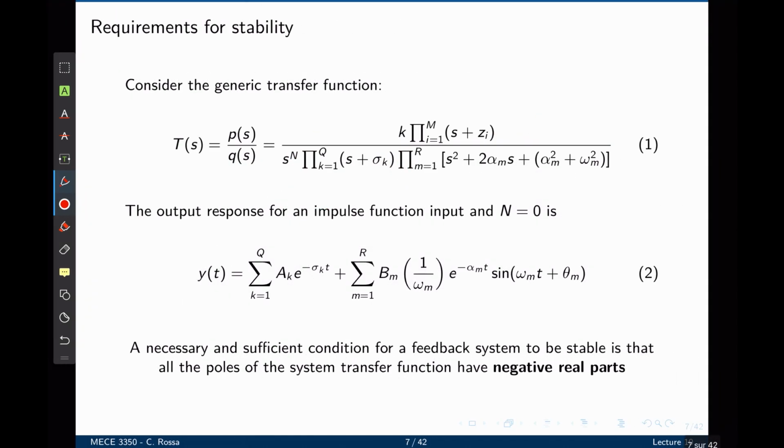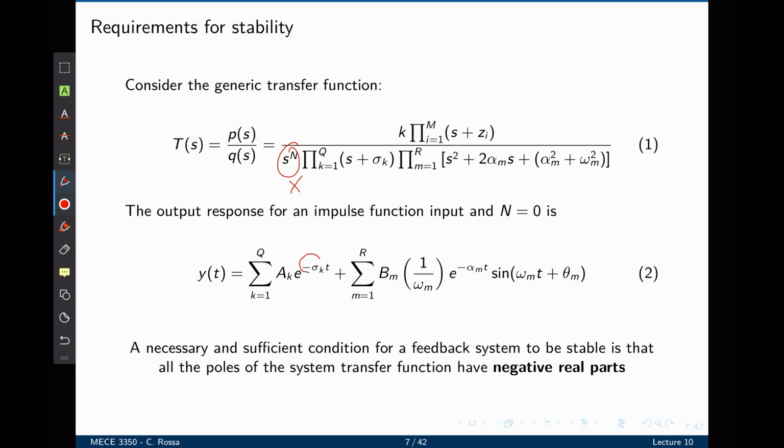Let's define the concept of stability more formally. Consider the generic transfer function given in equation 1. This is simply a combination of real zeros multiplied together, real poles, and complex conjugate poles. For an impulse input, the output response when n equals 0, that is, this 0 at the origin doesn't exist, is given in equation 2. We see here a combination of exponential and sinusoidal responses.